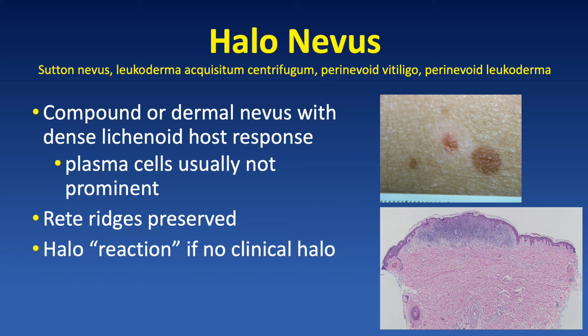Sometimes melanomas will have prominent plasma cells in the host response, so we typically do not expect to see prominent plasma cells in halo nevus. We also recognize that a clinical halo is not always present, so if we see all the histologic features of a halo nevus, but clinically there's no halo, the term halo reaction is typically applied.